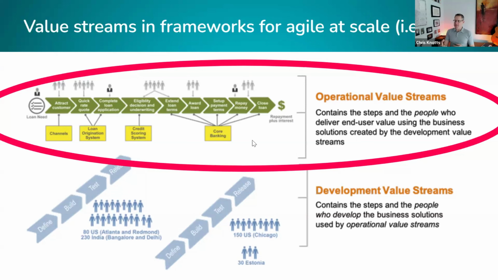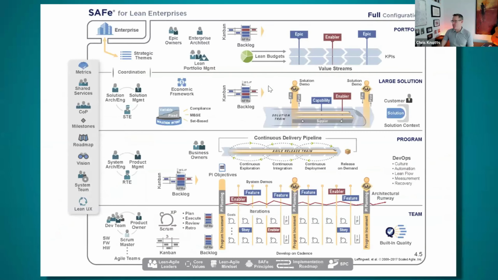The output of this is not necessarily the product or the feature. The output of this is some kind of business outcome. So you're starting to push up towards a level that's a little bit higher than just the output of a team. So operational value stream is one way to measure that, certainly not the only one. Now we can't move on without showing the full configuration of SAFe, because the top level configuration, you'll see, is the portfolio level here.